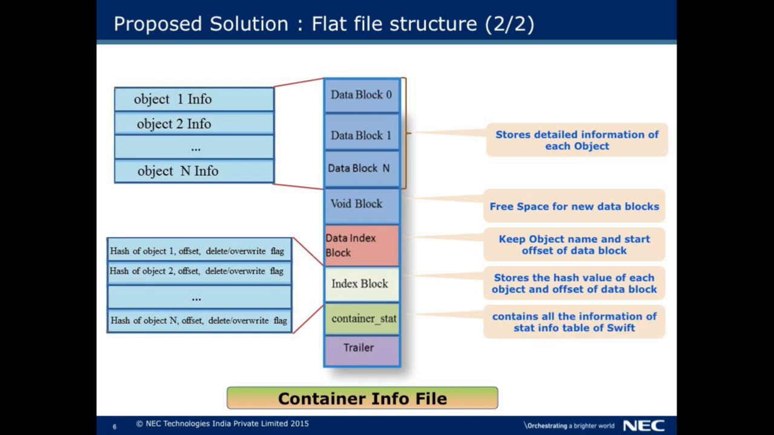And there is a stat table. As I've said, the container info file has one row about the container creation date, the container's name, which account it belongs to, and all that information. That information will be maintained in this section of the file. And the trailer section contains the offset of each block, so the start offset and end offset of each block. Now let's look at how this will solve our problem.